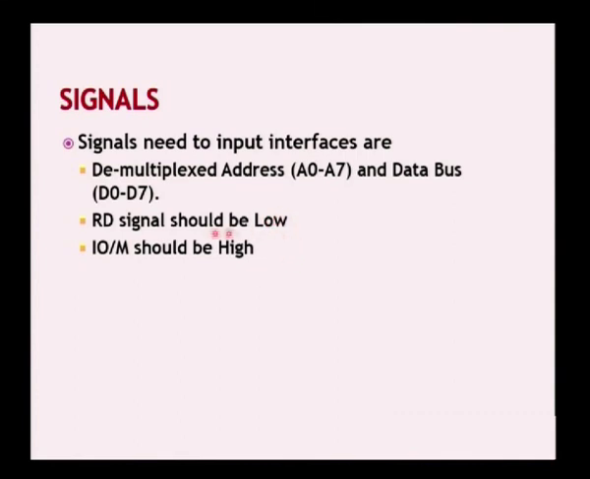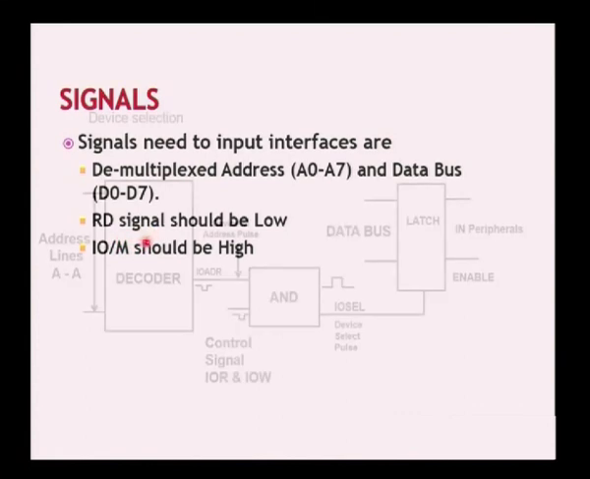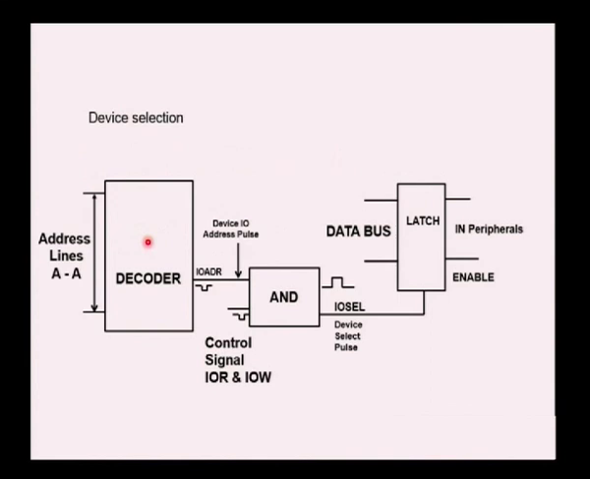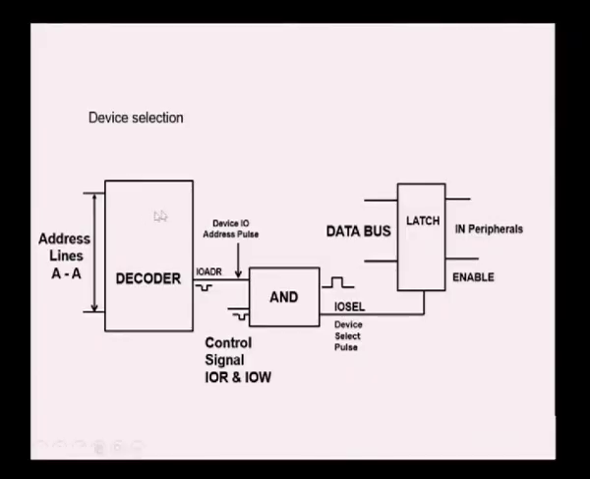Read operation means we have to select the RD bar signal as low, along with the IO memory bar signal. Bar indicates an active low signal. So, we select the input or output devices by selecting some control signals. This is a 3×8 decoder. This is the device selection, how to select the IO device. The decoder will decode to select any one particular address.